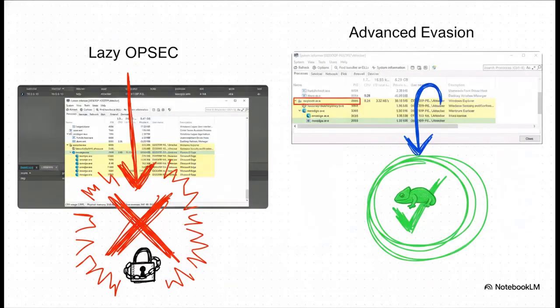Just think about the stark contrast between lazy OPSEC and advanced evasion. Imagine an HTTP beacon running inside Microsoft Edge. If it lazily spawns a command shell, you see msedge.exe spawning cmd.exe. That is a glaring red flag. Edge shouldn't be spawning command prompts. But with the advanced approach, the attacker uses the ppid command to spoof the parent process ID. Now, cmd.exe appears to be spawned by explorer.exe instead. Suddenly, that whole process tree looks entirely legitimate and seamlessly blends into the surrounding environment.